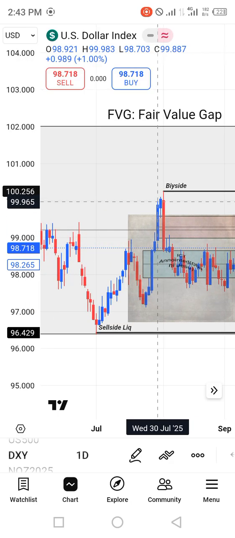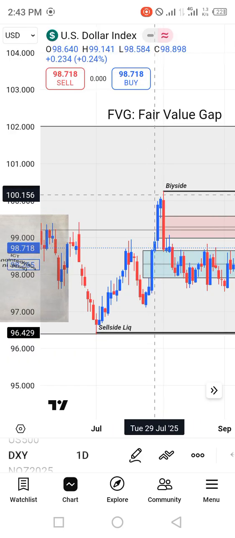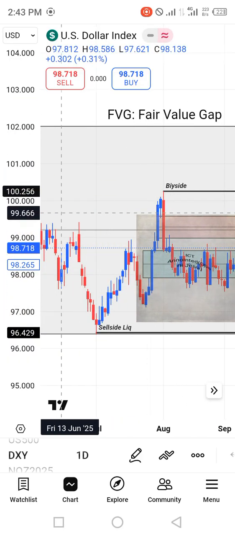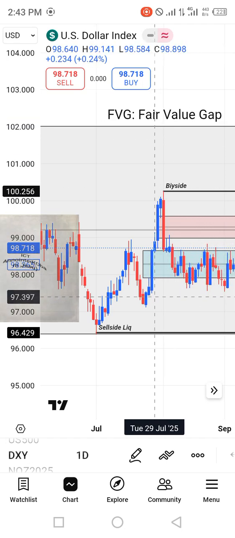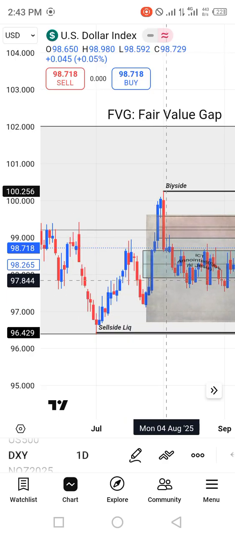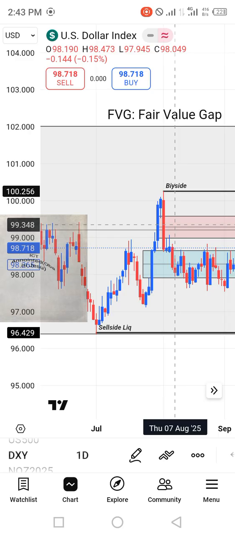Thirdly, you can see that it is also formed at the sell side, at the premium side of this bearish run in this daily range. So it has three things by its side, and that makes it the value that is fair to the market at the moment.